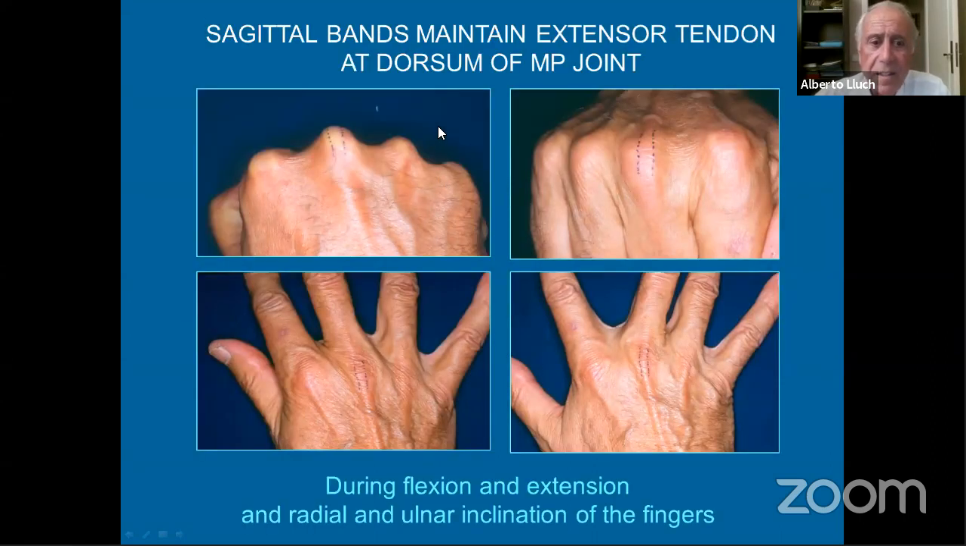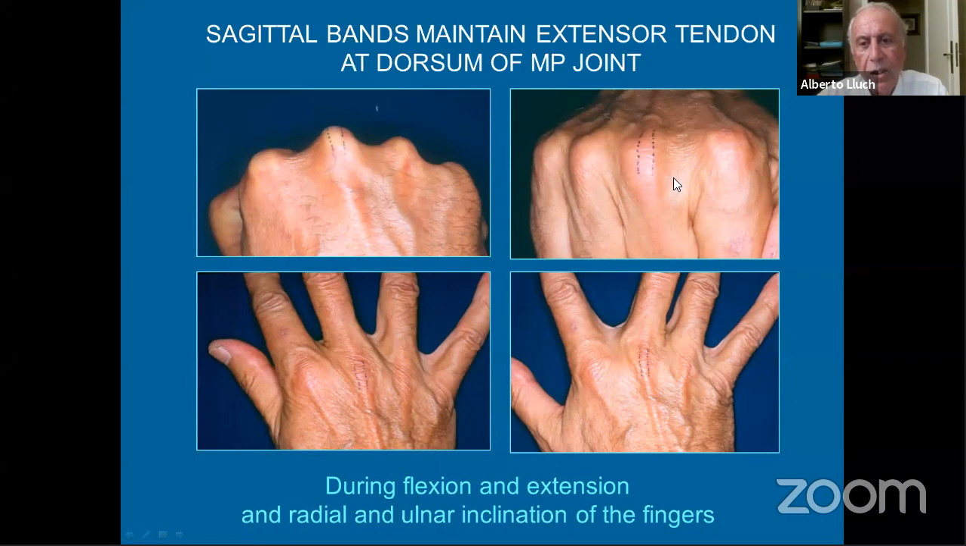The sagittal bands, they hold. The function of the sagittal band is to hold the extensor tendon on top of the metacarpal head, because there is no real insertion, as we said before, of the tendon into the base of the proximal phalanx. So something has to hold it in place.